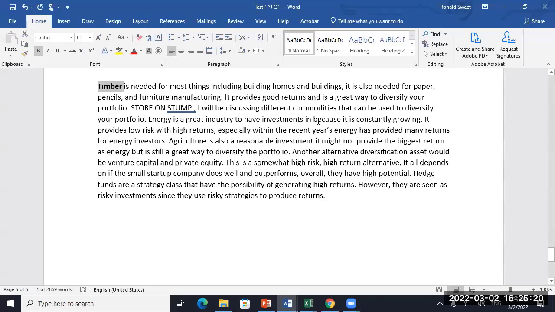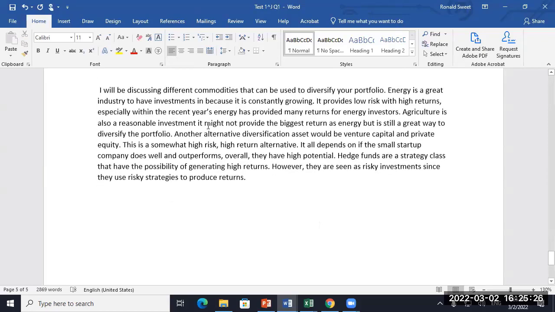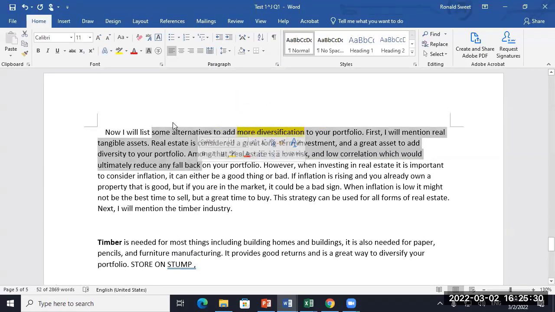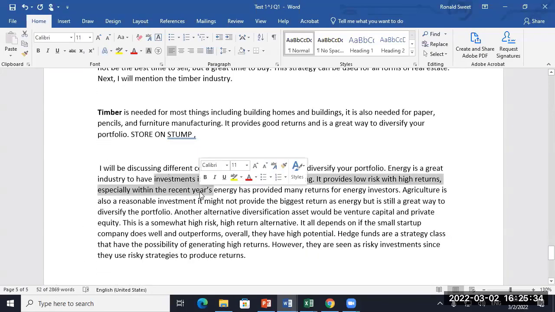She talks commodities. All right, so on the inflation, she only mentioned inflation on the real estate. So if you put it in the introduction, you've got that covered. You don't have to keep repeating the diversification because that just goes into the introduction.